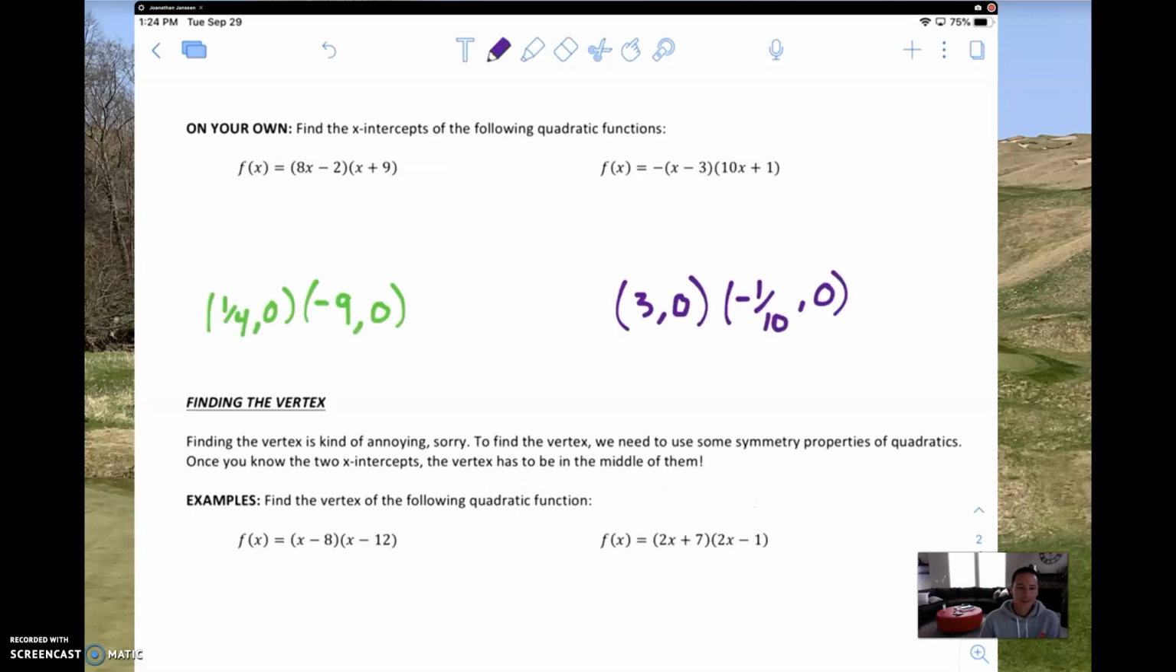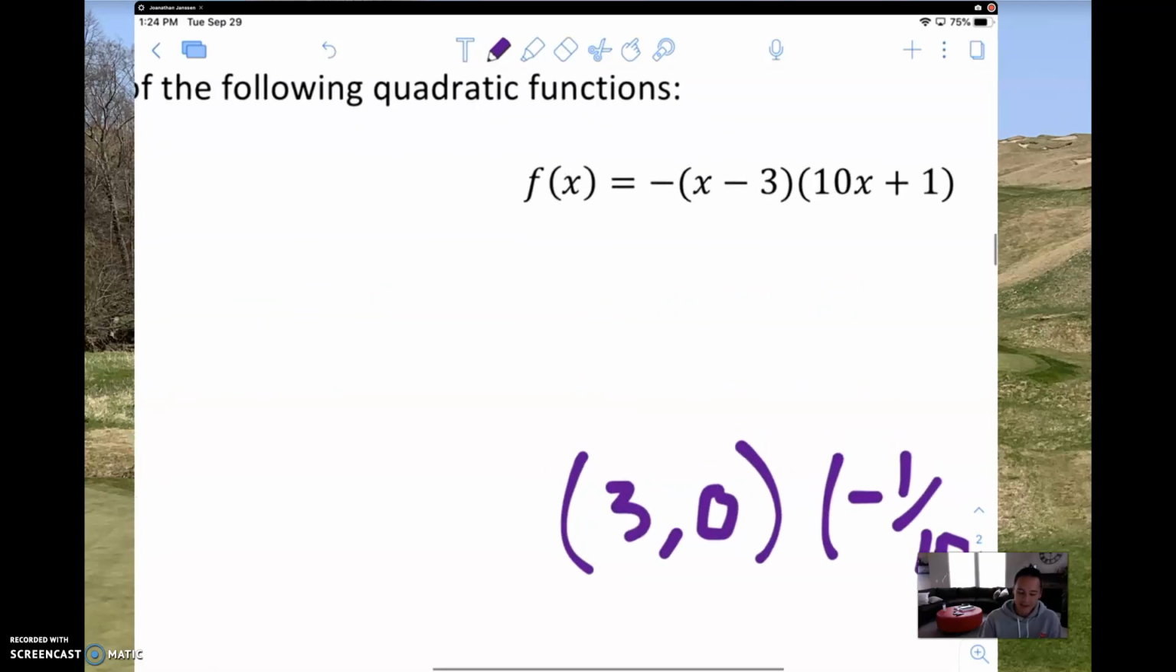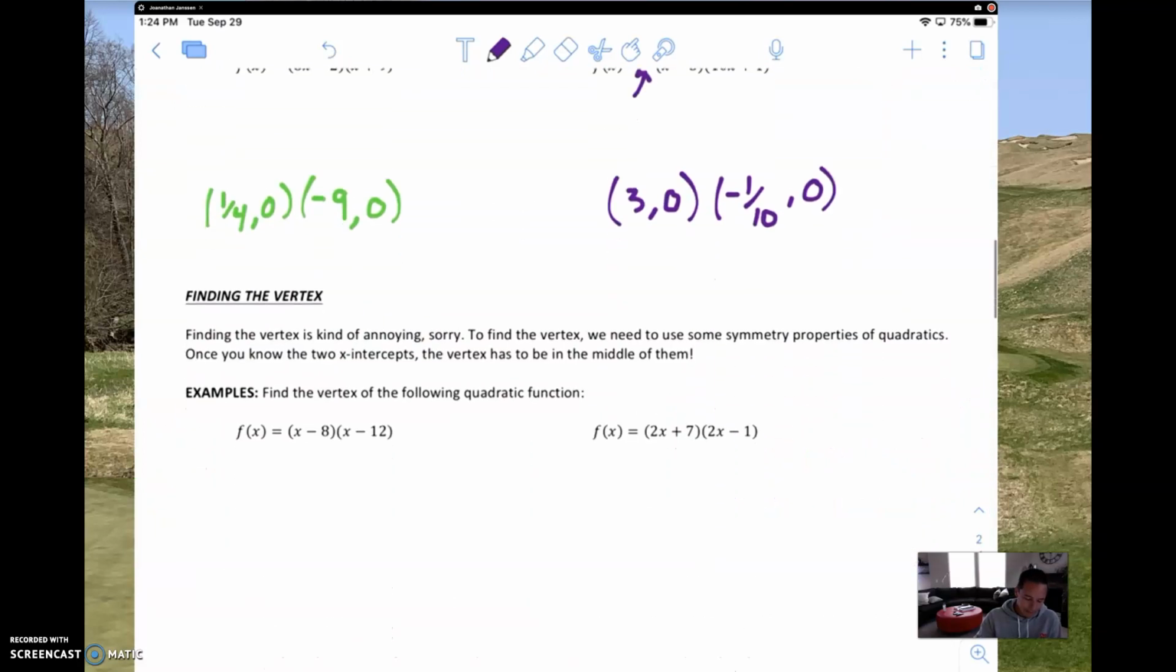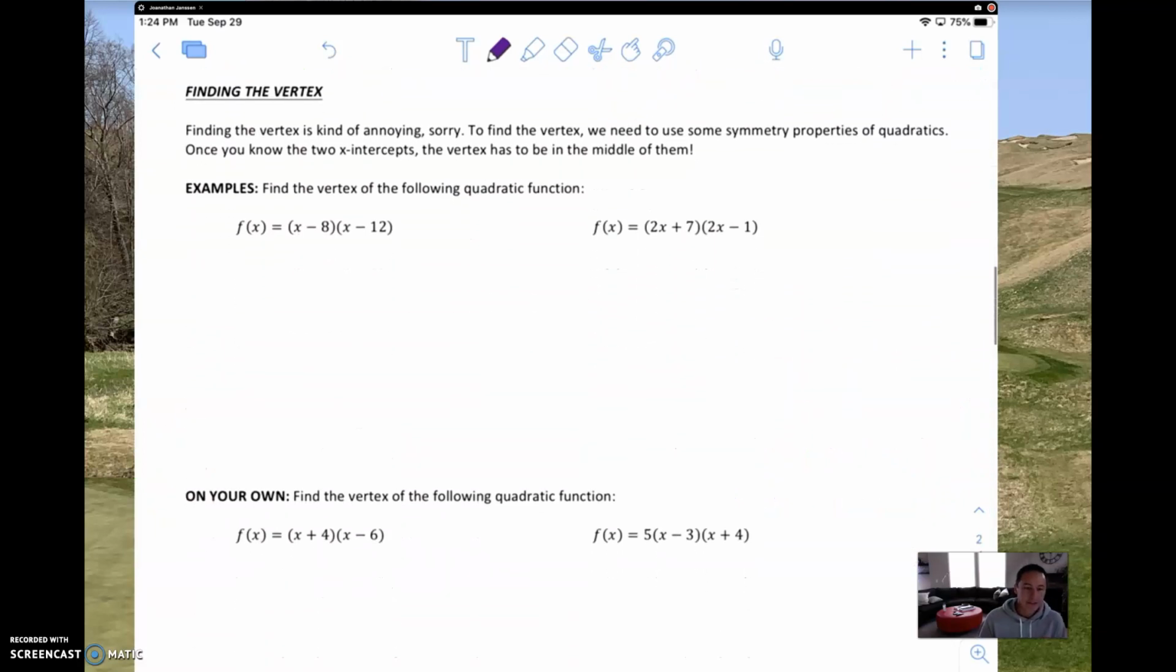And there's your answers. So the x-intercepts would have been, for the first one, 1/4 and -9. And for the other one, it would have been at 3 and -1/10. If you were worried about that minus sign out here, all that does is flip the graph upside down. It doesn't actually change what the x-intercepts are. Now we're going to move on to finding the vertex.